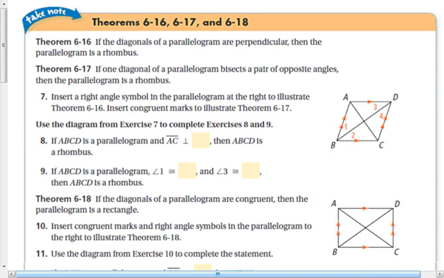All right, here are the theorems we're going to use. In general, let's just try and say what the theorem is as opposed to using these numbers. If the diagonals of a parallelogram are perpendicular, then the parallelogram is a rhombus. If one diagonal of a parallelogram bisects a pair of opposite angles, then the parallelogram is a rhombus. So go ahead and use those two to do 7, 8, 9, and theorem 6-18 to do 10 through 12.